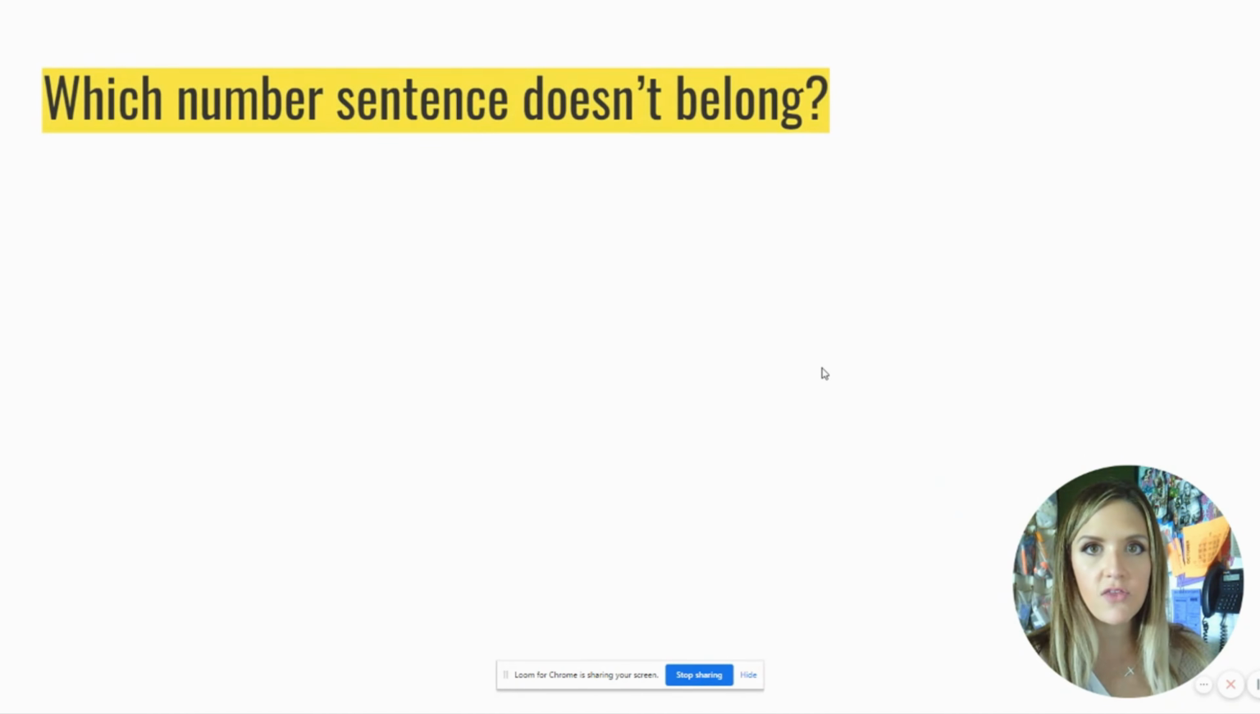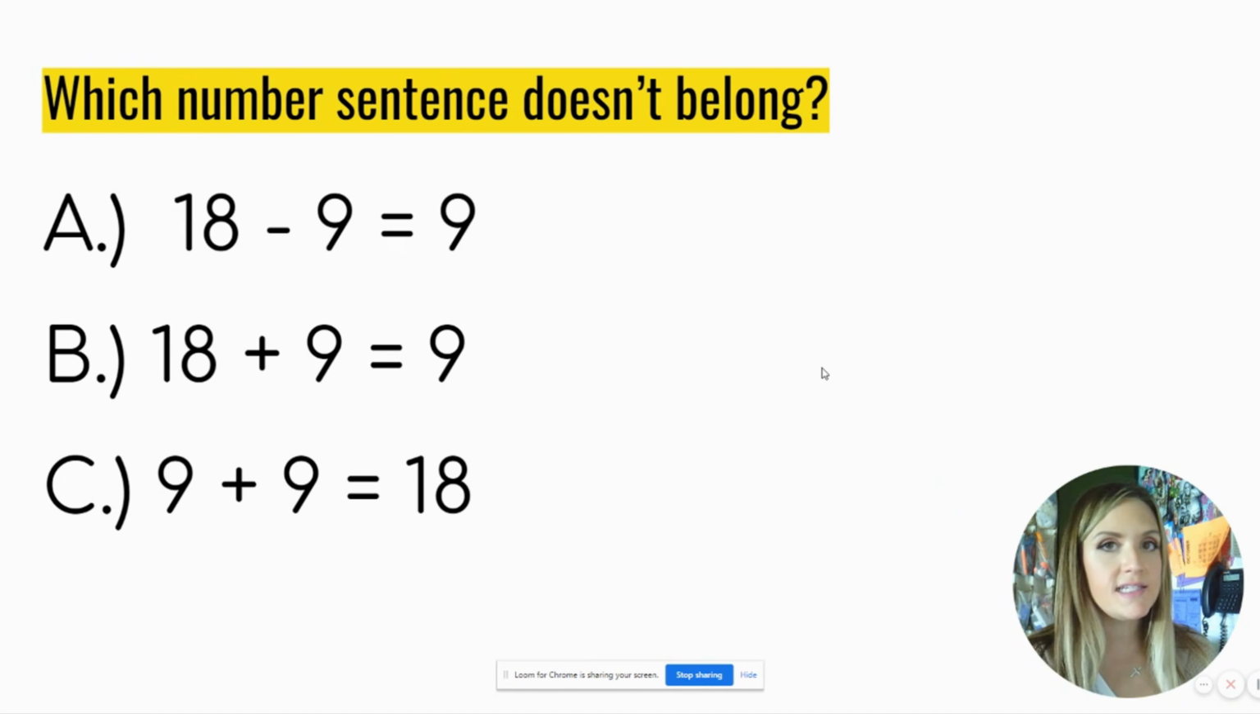Here we go. Here's another. A, 18 minus 9 equals 9. B, 18 plus 9 equals 9. C, 9 plus 9 equals 18. Okay, ready? Say which one doesn't belong right now. All right, I know you know this one because it's a double. 18 minus 9 is 9. Oh, this is also a double. 9 plus 9 equals 18.